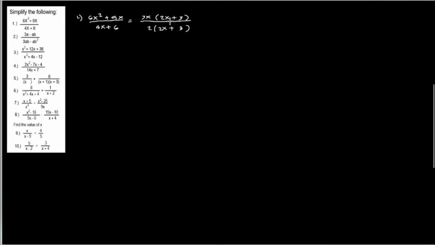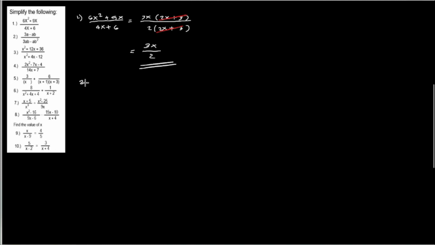Common terms: the numerator is 2x plus 3, and in the denominator it's 2x plus 3, so cancel out 2x plus 3 in the numerator and the denominator. The remaining value is 3x for the numerator divided by 2, and this is the simplified form in number 1.